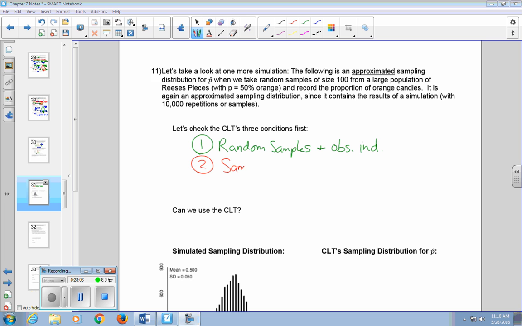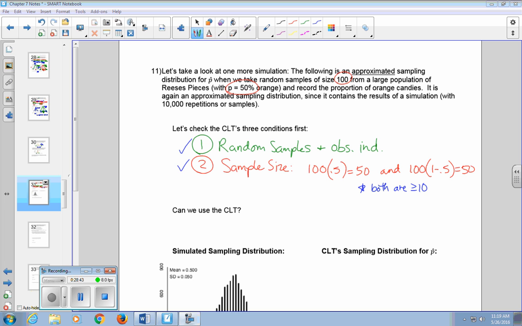All right, second thing, sample size. Is the sample size big enough to use the central limit theorem? So if we take n, we've got samples of size 100, here's our n, times p. P is 0.5, we get 50. And if we do n times 1 minus p, notice we also get 50. So good news, both are greater than or equal to 10. So we can say that these have both been met.